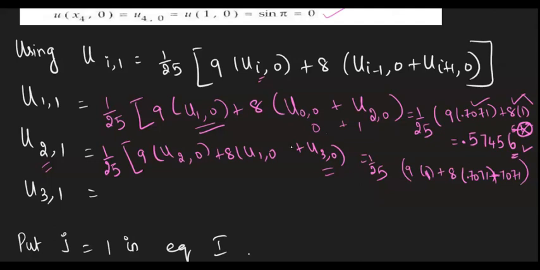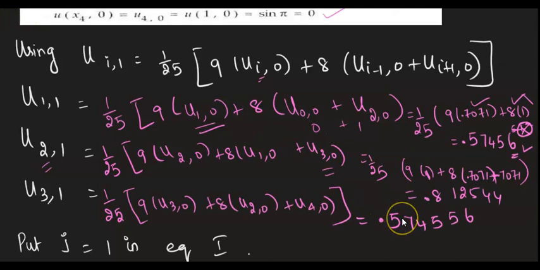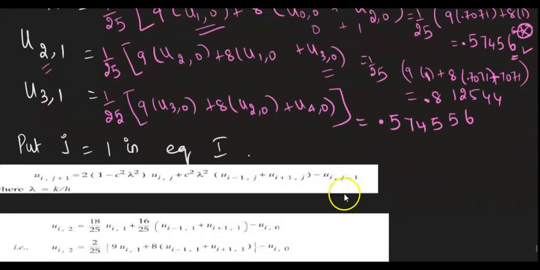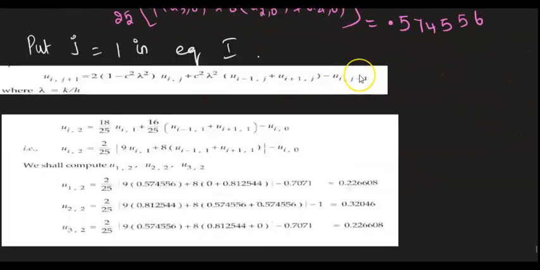Similarly, you have to calculate u of 3 comma 1. This you will get as 0.812544. Just check this. So finally we have u of 3 comma 1. Please write down the formula and try to find it on your own. So I completed this formula and I got the answer as 0.57556. So now we are done with row 1.